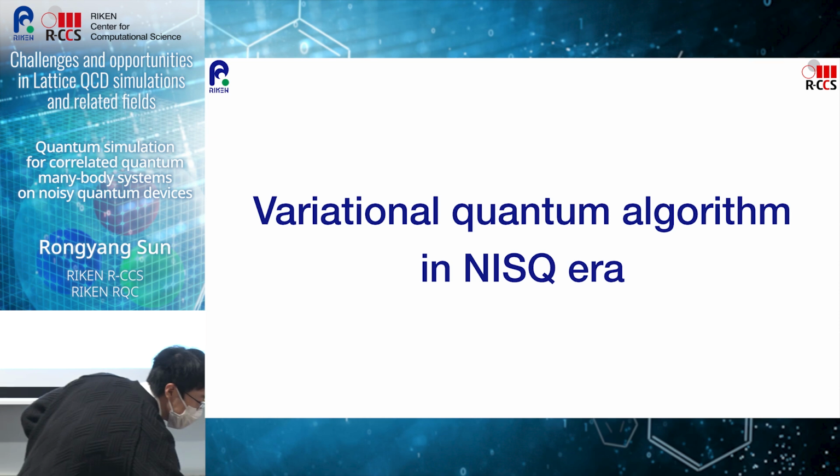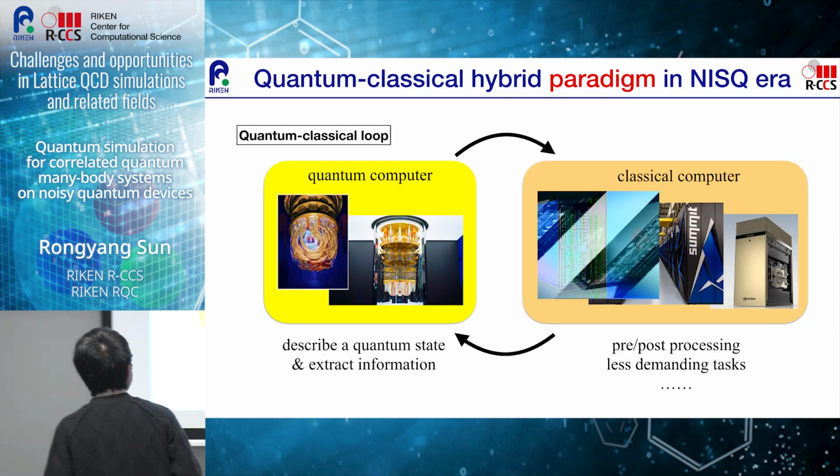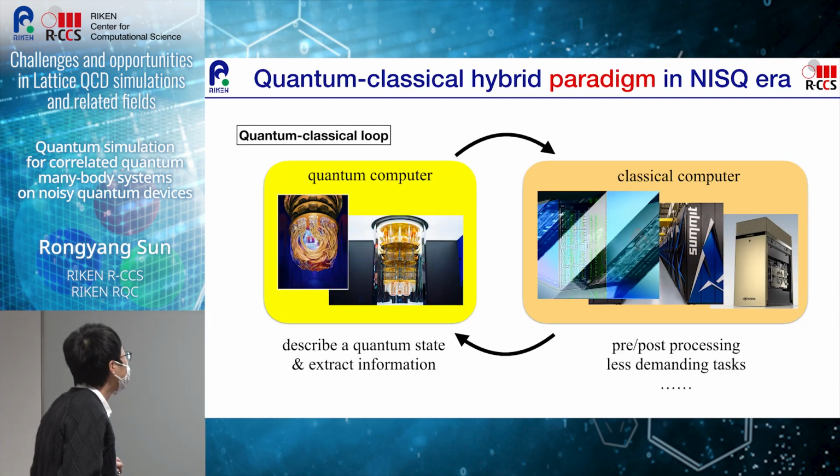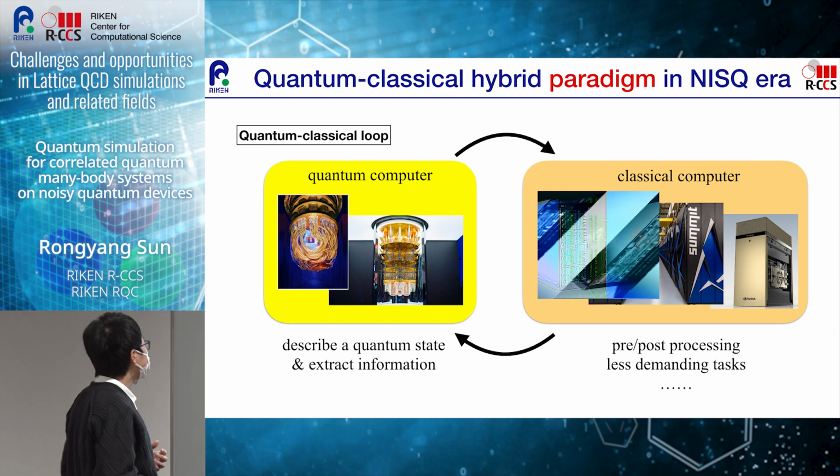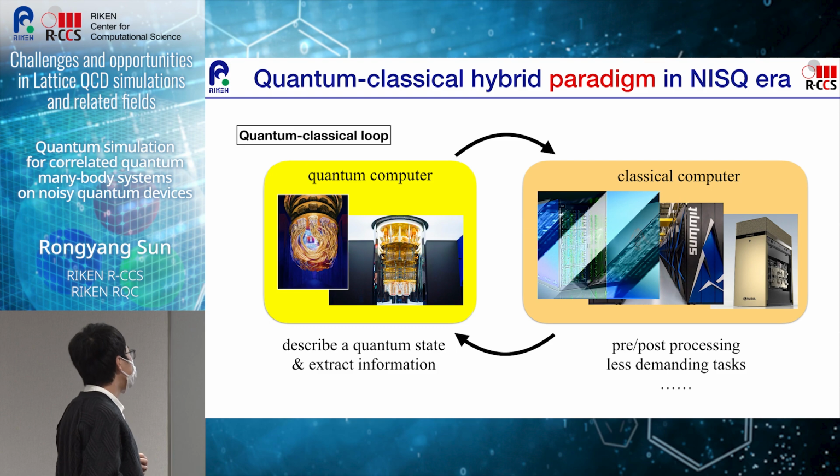And then I introduce the quantum algorithm, since we cannot do anything on a quantum computer currently. So in this era, the main paradigm of quantum computing is the so-called quantum-classical hybrid paradigm. And the central part is this quantum-classical loop.